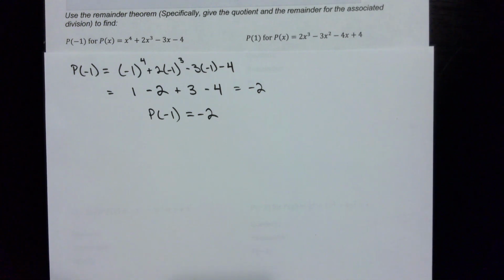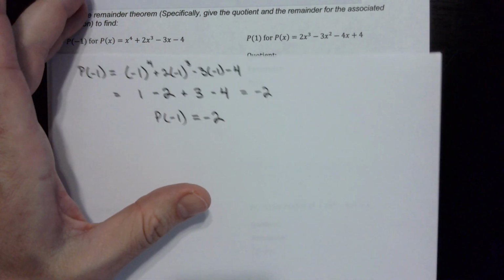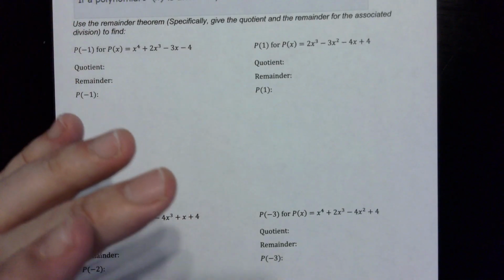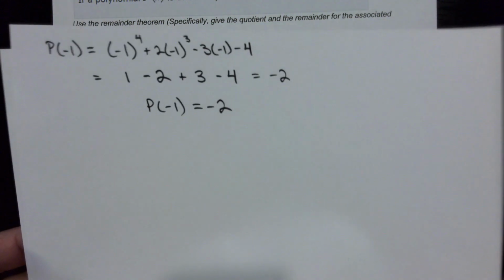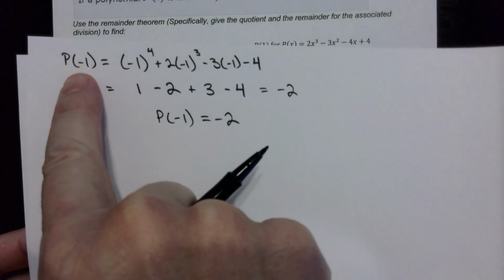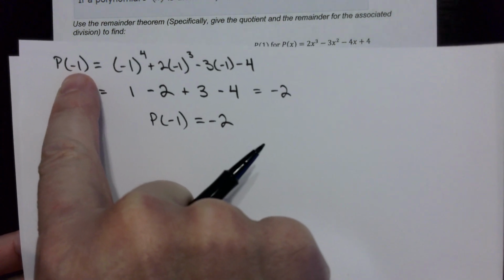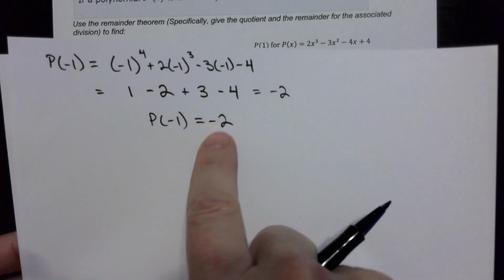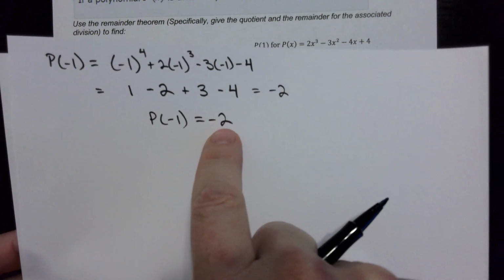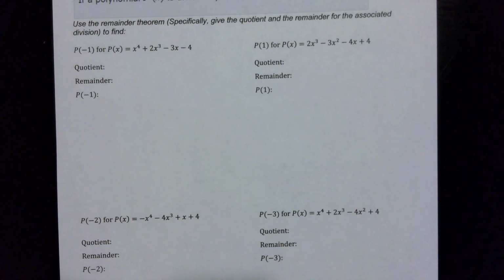Now, the remainder theorem says that we can use synthetic division or long division and divide this polynomial, and whatever the remainder is will be the same answer as what we just got. So I'm going to divide this by -1. In synthetic division, the -1 is what I'm putting out front. And whatever the remainder is going to be, it's going to be -2.